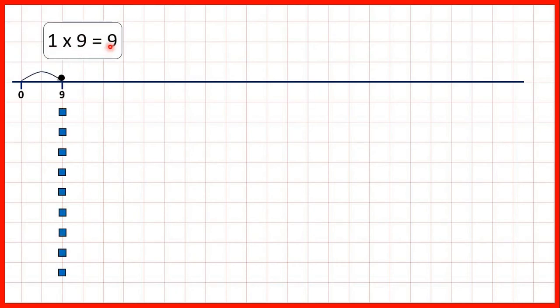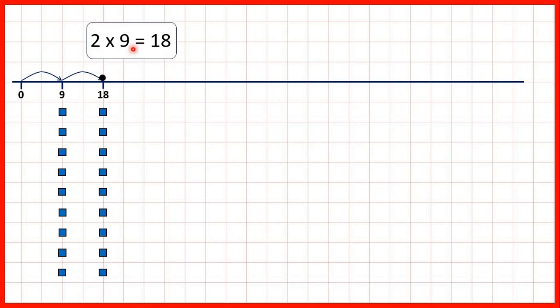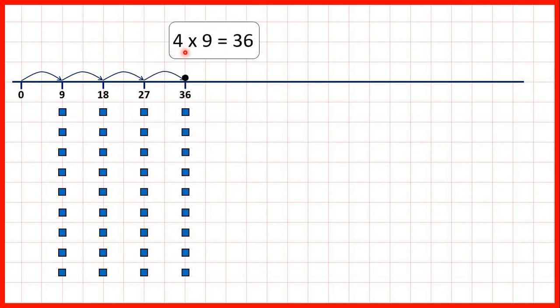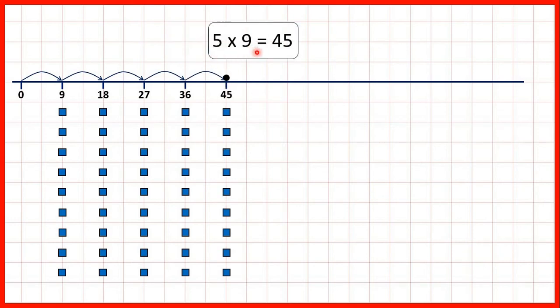Now let's learn our 9 times table. 0 times 9 is 0. 1 times 9 is 9. 2 times 9 is 18, because if we have 2 groups of 9 counters, we have 18 counters altogether. 3 times 9 is 27, because if we have 3 groups of 9 counters, we have 27 counters. 4 times 9 is 36. 5 times 9 is 45.